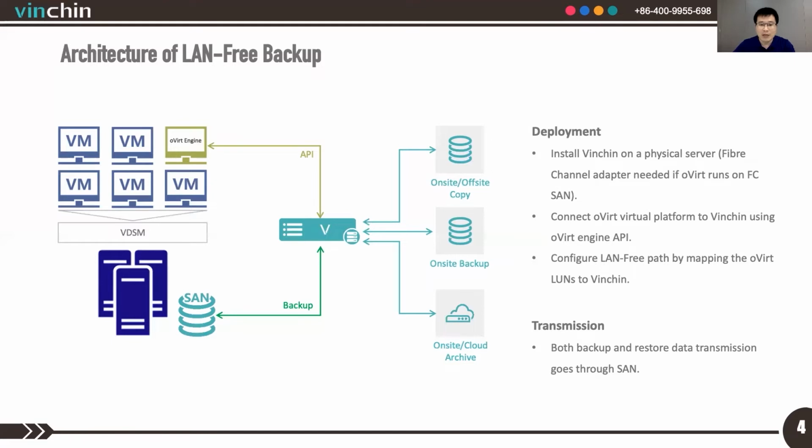About the LAN-Free path settings, while the oVirt nodes are mapped to Vinchin, the logical volumes metadata will be mounted in read-only permission. So you don't have to worry about Vinchin messing with the LVM metadata. And writes to the oVirt nodes will only happen when you try to restore a virtual machine through SAN. That's for the LAN-Free backup.